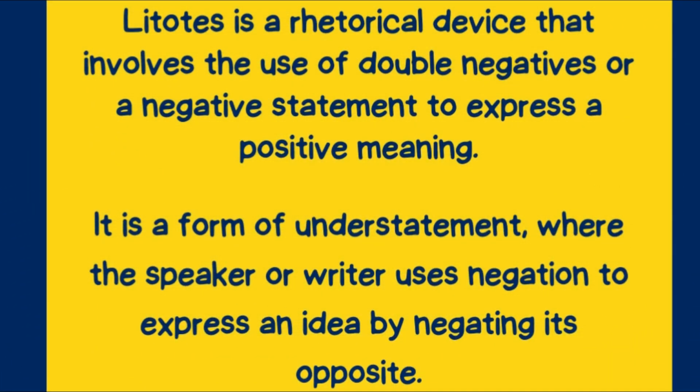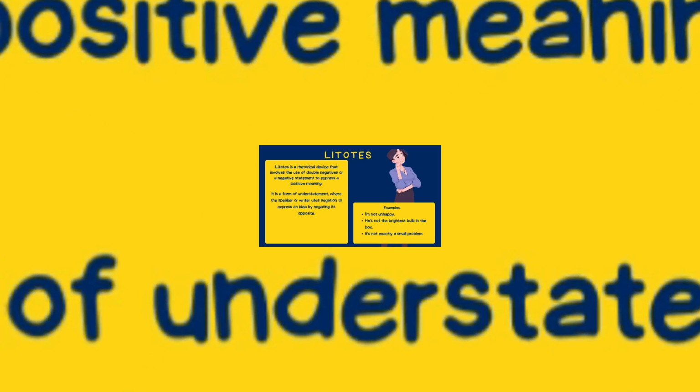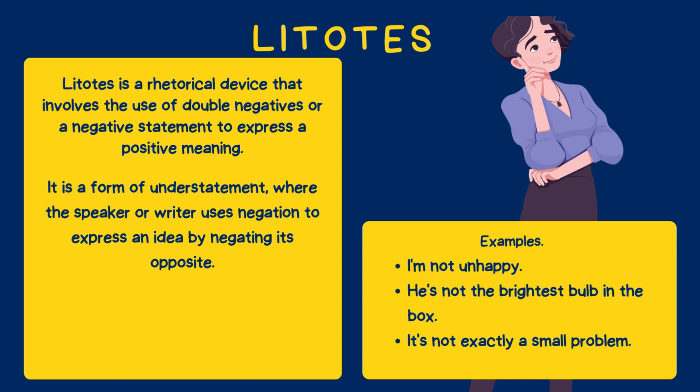Litotes is a rhetorical device that uses double negatives to express a positive. So in litotes, two negatives are usually combined together to form a positive. It's an understatement where the speaker or writer uses negation to express an idea by negating its opposite. So you use two negative words to form a very strong affirmative expression.